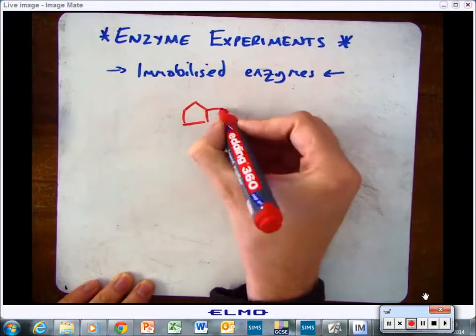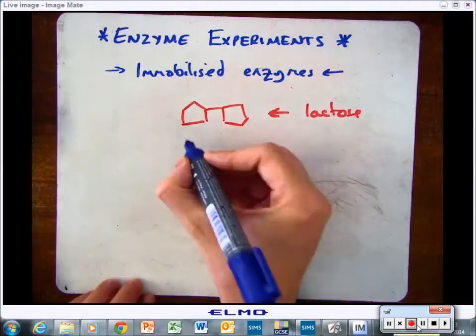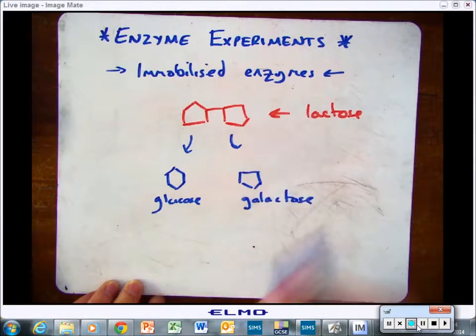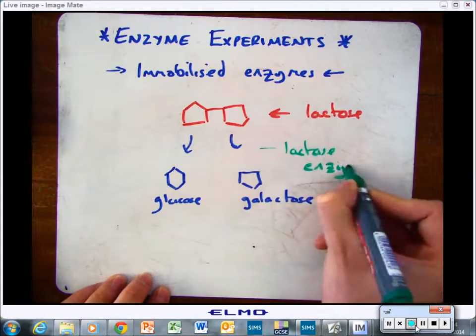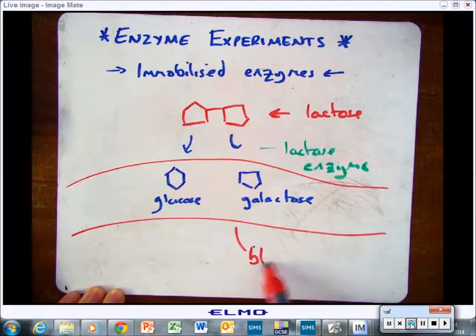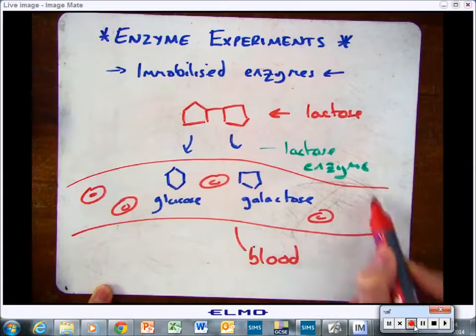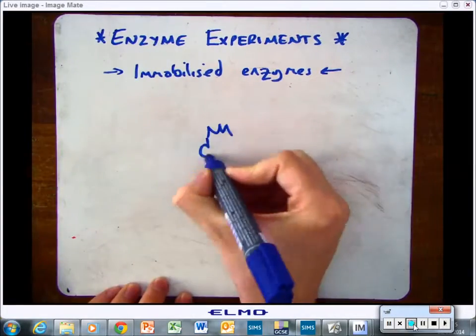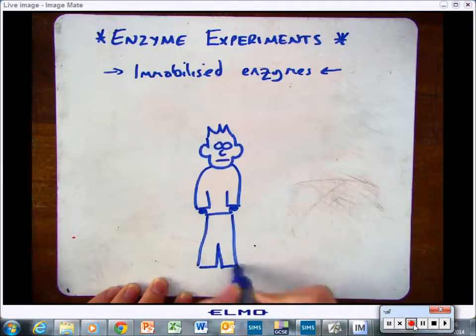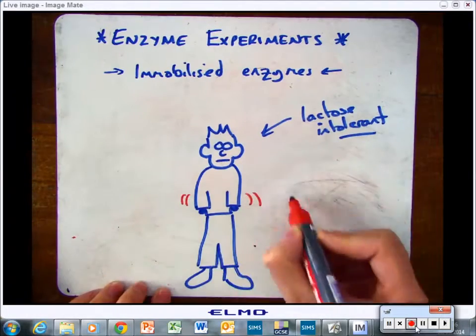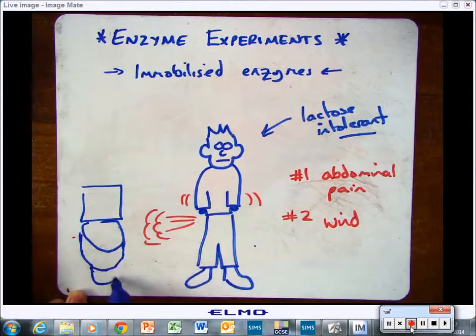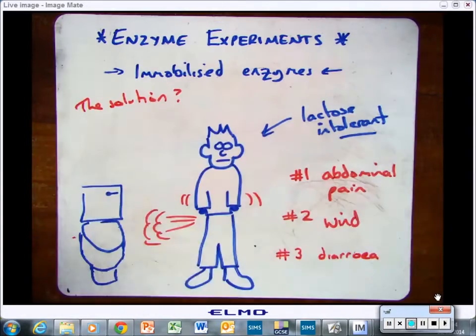Milk contains a sugar called lactose. Normally that's broken down in the digestive system by the enzyme lactase, and it turns it into glucose and galactose, which are then absorbed into the blood. However, people that are lactose intolerant don't have the enzyme lactase in their body, which means if they drink the milk, the lactose doesn't get broken down. This means that the bacteria in the gut can feed on it, and it can cause abdominal pain, wind and diarrhea. So this is where immobilized enzymes come in.